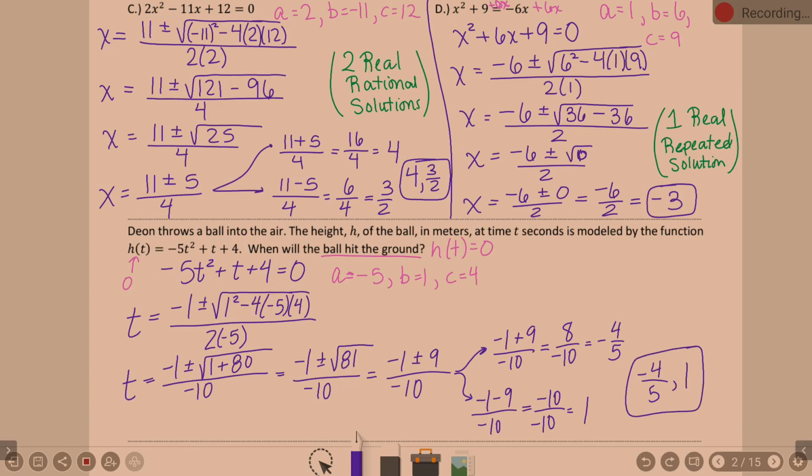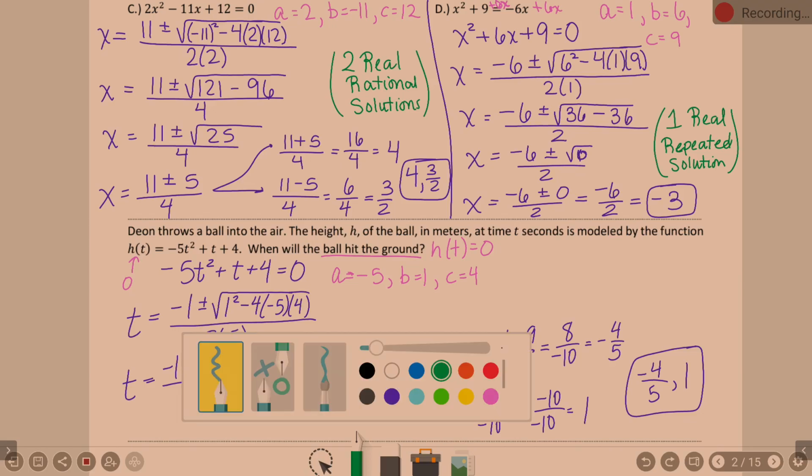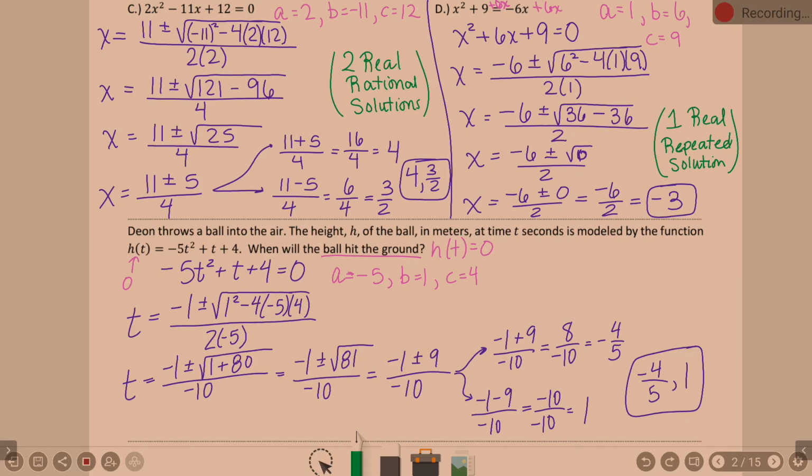What was the question here? Ground. When will the ball hit the ground? Oh, 1. Will it hit the ground at negative 4/5 second? No. That's what I would call an extraneous answer. It worked in the problem, but it doesn't make sense in our answer. So you're just going to have the answer of 1. So at t equals 1 second is when it's going to hit the ground.